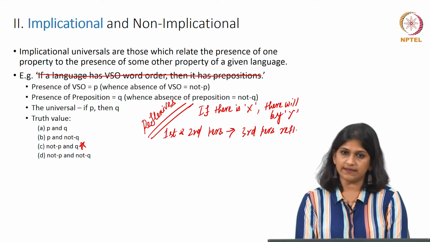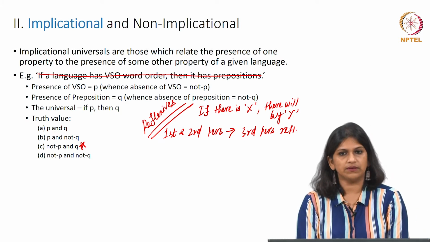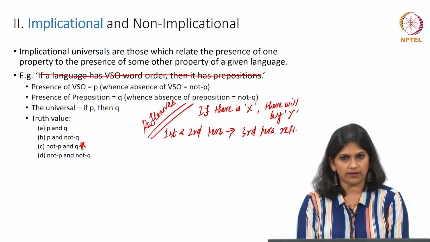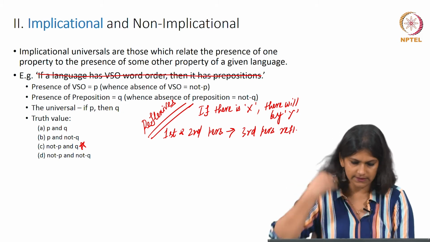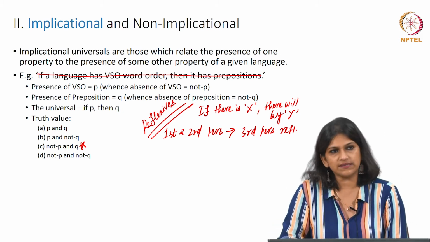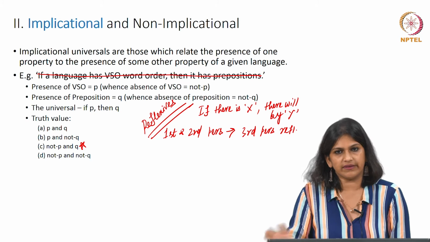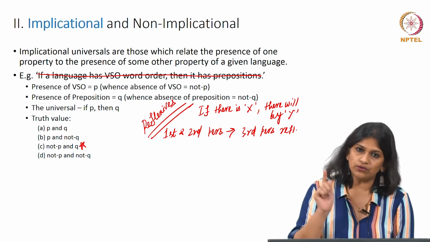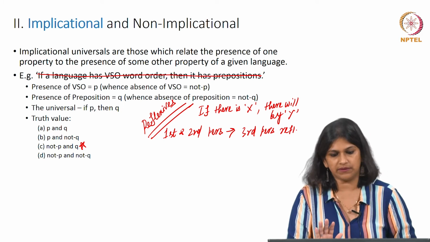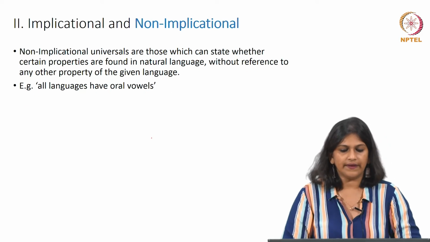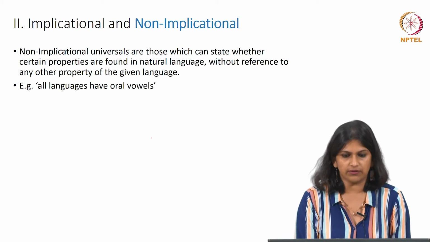No P, but there is Q, that is unacceptable entirely or absolutely, right. So, and no P, no Q is okay. Let us say there is no first person, second person reflexive, so you may not have the third person reflexive, that is perfectly fine. But you do not have first person and second person, but you have the third person, that is unacceptable. So, that is how we understand implicational universals.